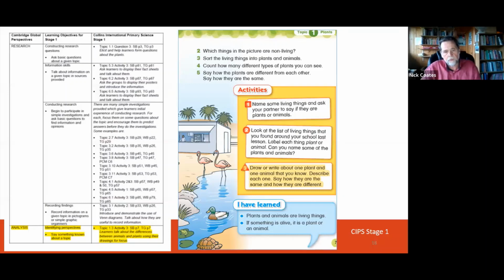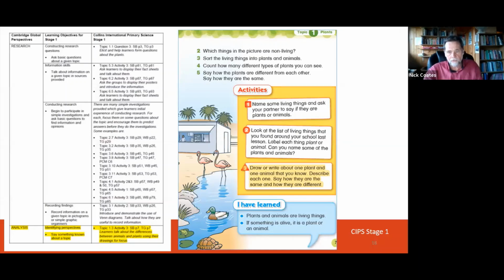They do this activity, then if we look at the italic note back in the grid, we've got learners talk about the differences between animals and plants using their drawings, I think it is. So the focus note, the italic note, is drawing our attention to the learning objective. So they talk about what they've drawn to say something known about a topic.